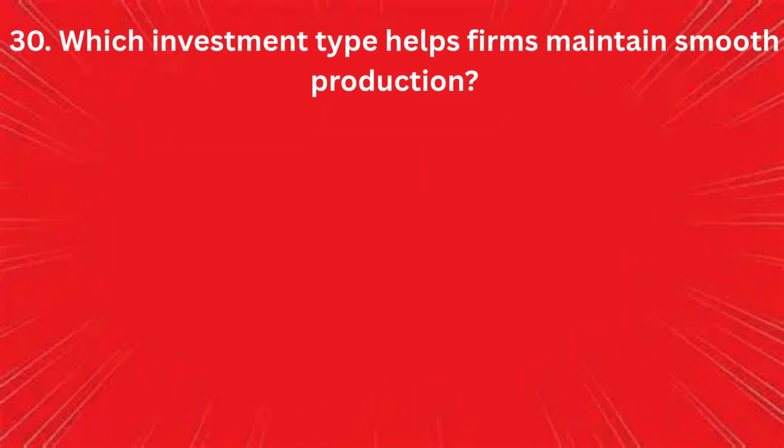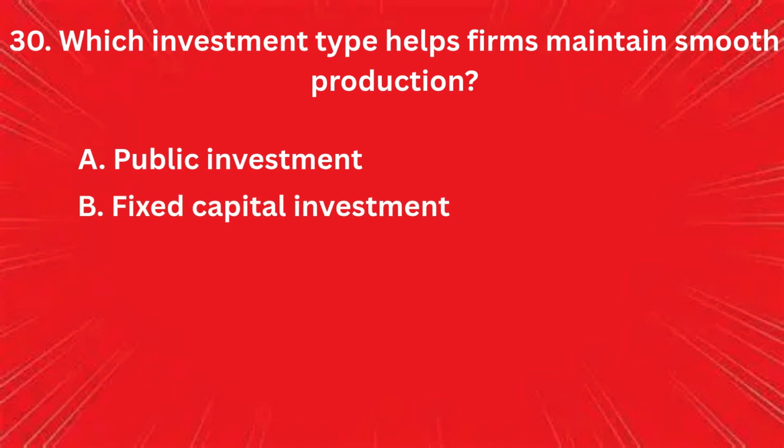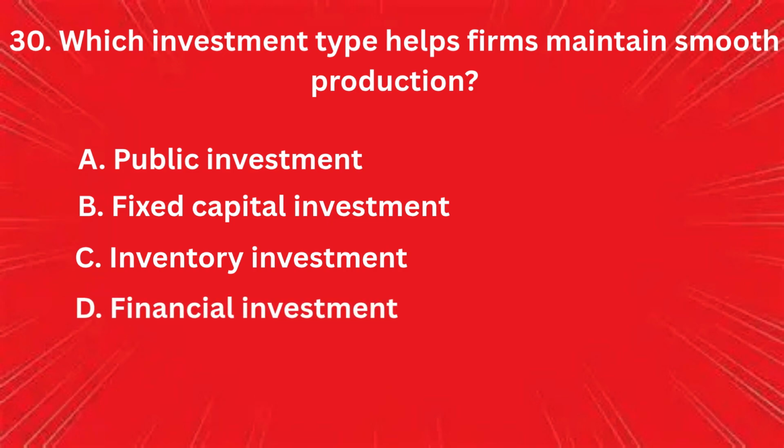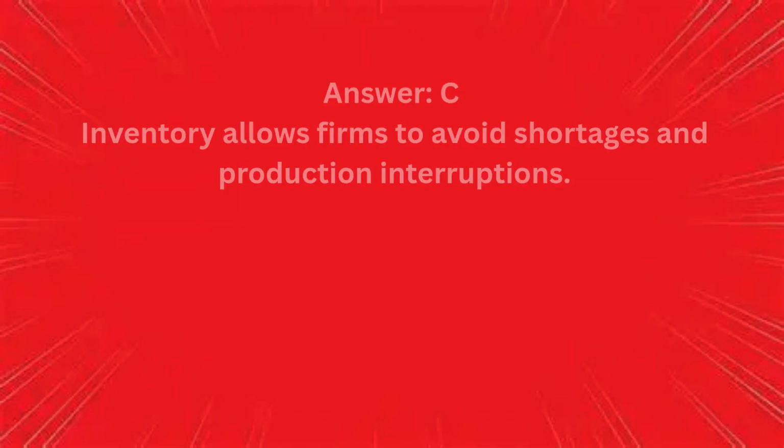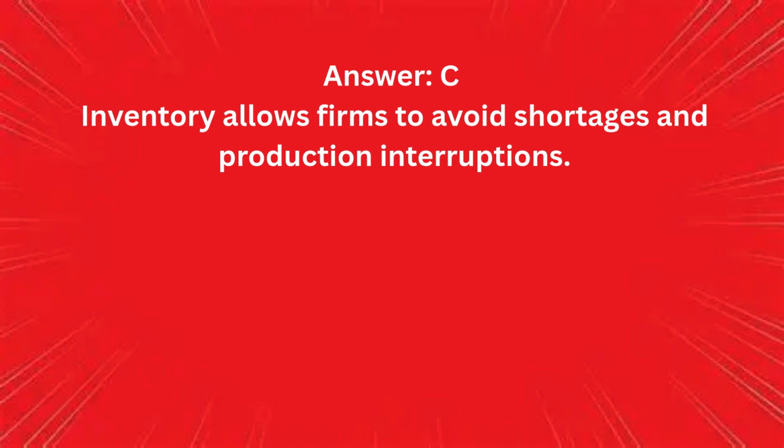30. Which investment type helps firms maintain smooth production? A. Public investment. B. Fixed capital investment. C. Inventory investment. D. Financial investment. Answer: C. Inventory allows firms to avoid shortages and production interruptions.